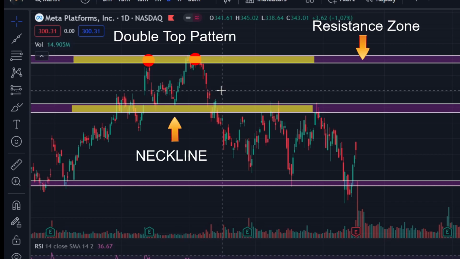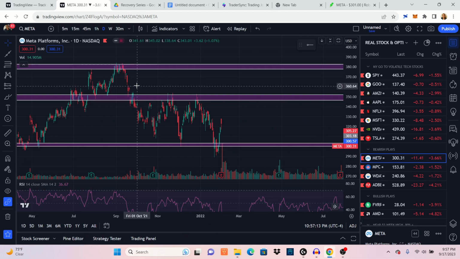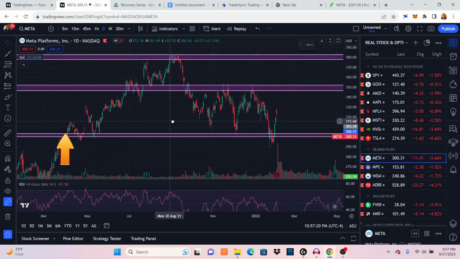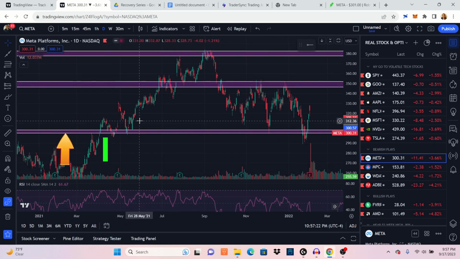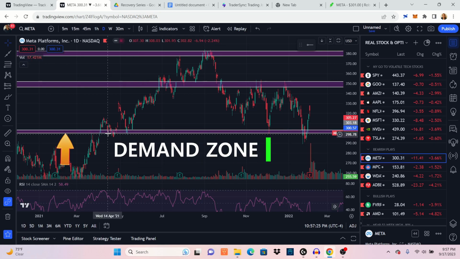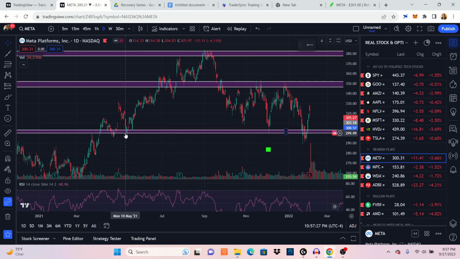So for example, when the price is going to this area, you'll notice that it formed pretty much what is considered a double top. This shows that there's a lot of selling pressure that forces the price to go down. Now, another example is right here. This is called a demand zone. So whenever the stock goes up, it bounces up whenever it reaches this area, such as here, such as here. So that's an example of support and resistance lines.